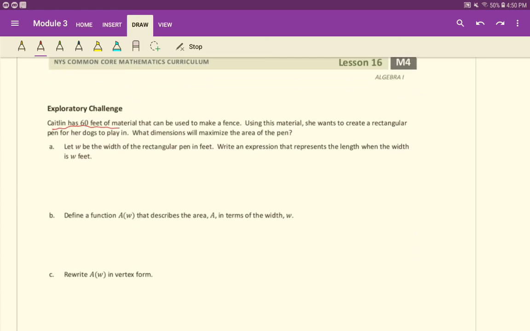Caitlin has 60 feet of material that can be used to make a fence. Using this material, she wants to create a rectangular pen for her dogs to play in. What dimensions will maximize the area of the pen? So, let W be the width of the rectangular pen in feet. Write an expression that represents the length when the width is W feet.